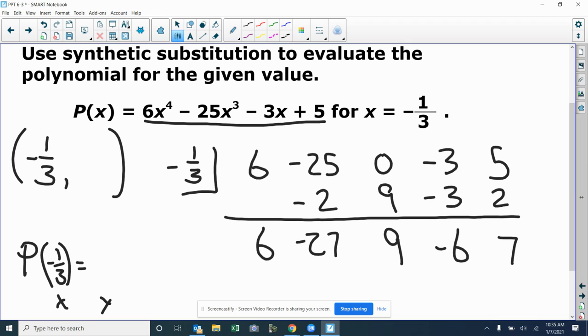Now, what does that mean? Well, 7 is my remainder, so 7 would be my output if I put in negative 1/3. If I were to graph this polynomial, it goes through the point negative 1/3, 7. Not the easiest to graph, but you could. I urge you to practice this, please.